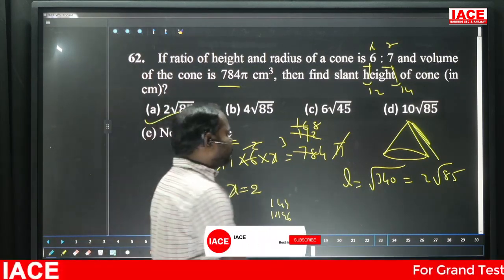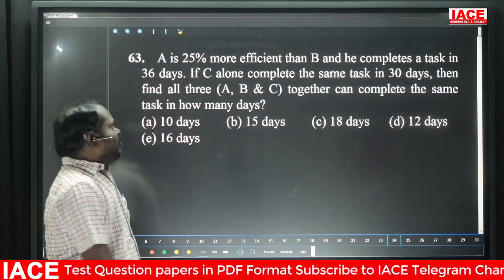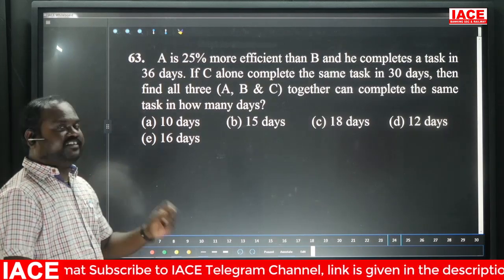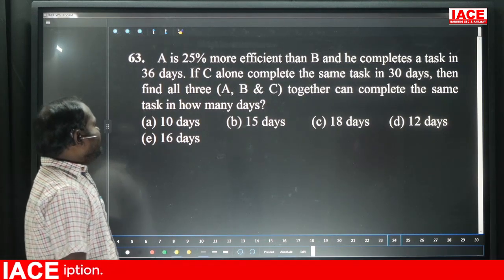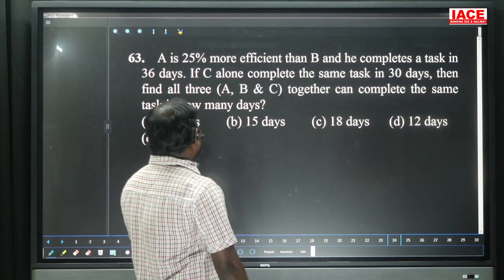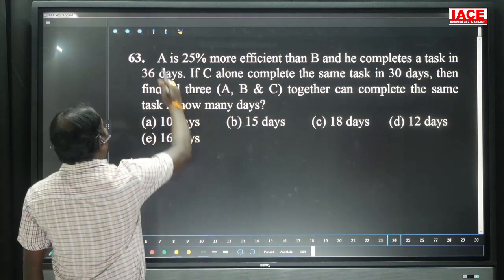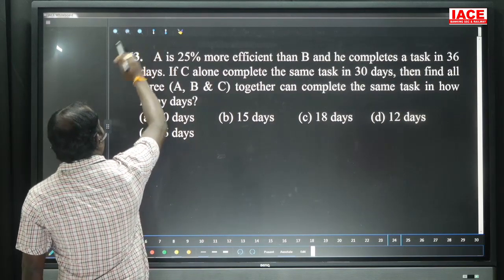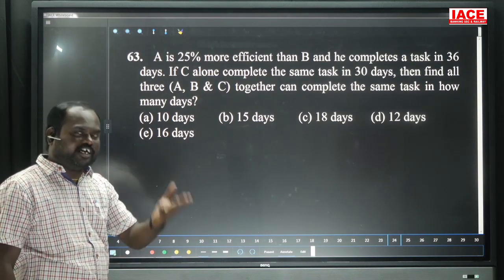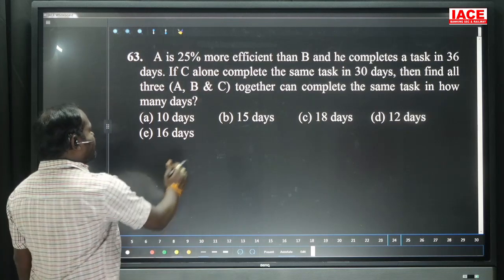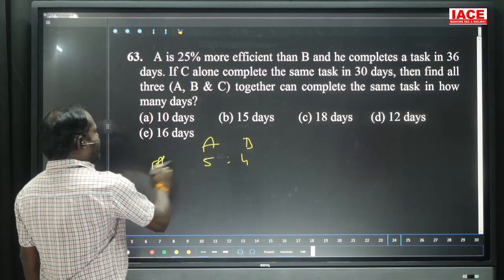Next. A is 25% more efficient than B, and he completes a task in 36 days. If C alone can complete the same task in 30 days, find in how many days A, B, C together can complete the same task. A is 25% more efficient than B. If B is 100%, A will be 125%. Nothing but A and B efficiency ratio is 5 is to 4.